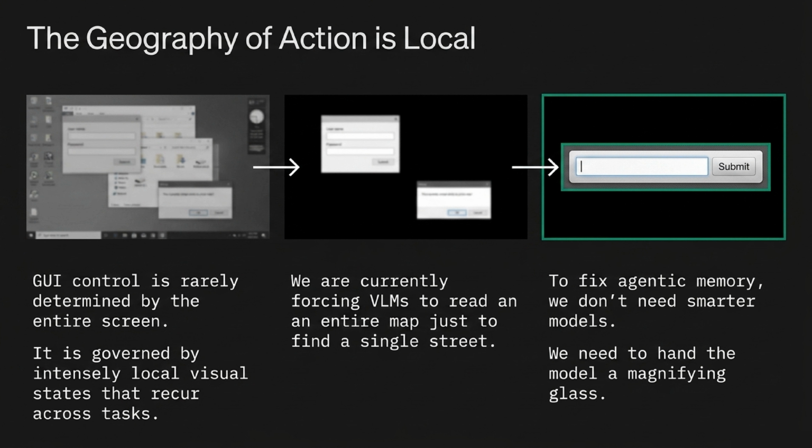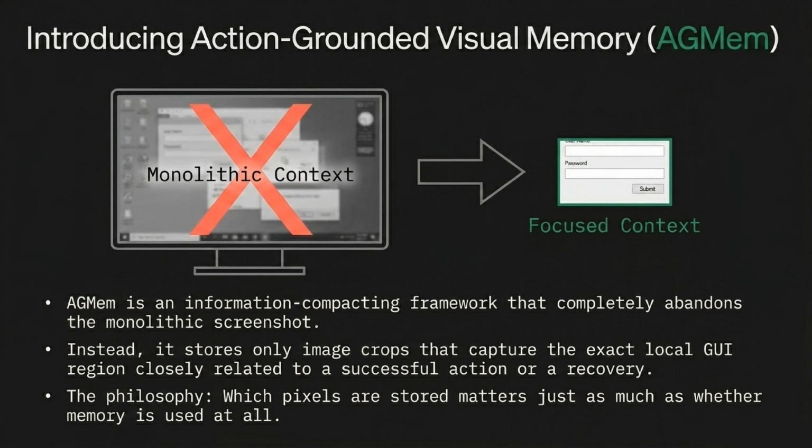That is why we are introducing action-grounded visual memory, or AGMem. AGMem is an information compacting framework that completely abandons the monolithic screenshot. Instead, it stores only image crops that capture the exact local GUI region closely related to a successful action or a recovery. Our philosophy is simple: which pixels are stored matters just as much as whether memory is used at all.